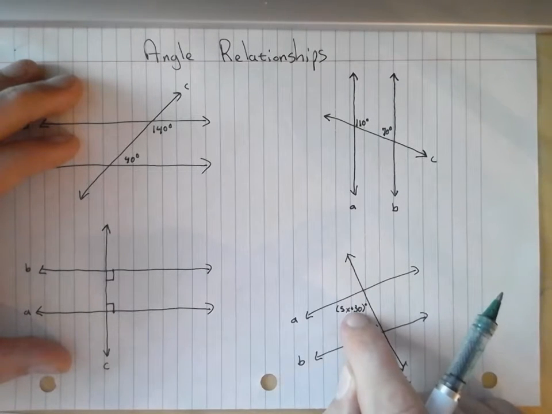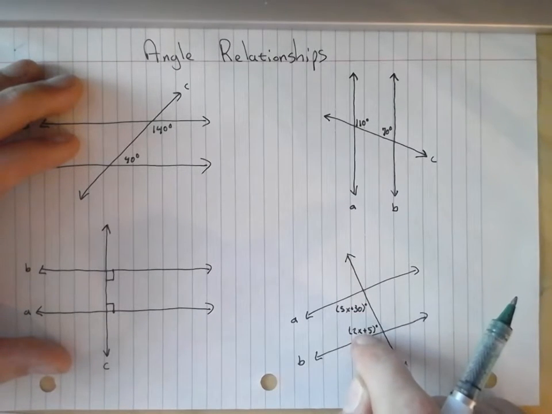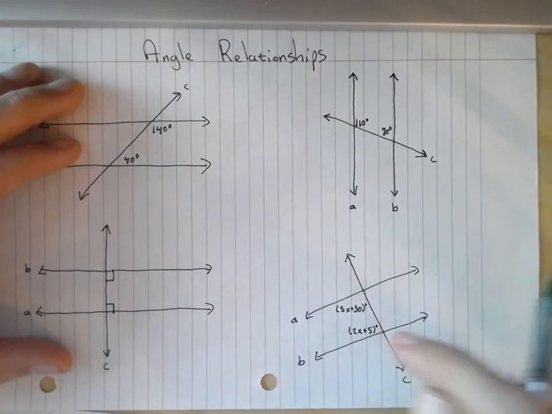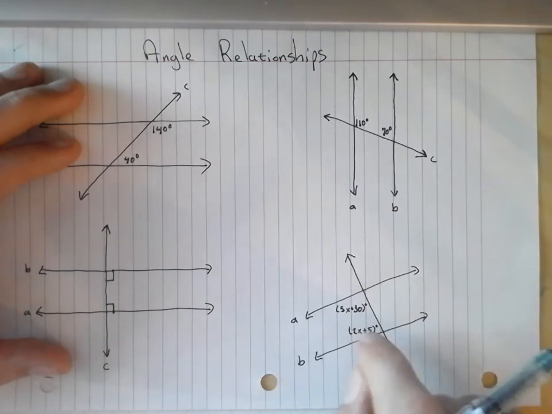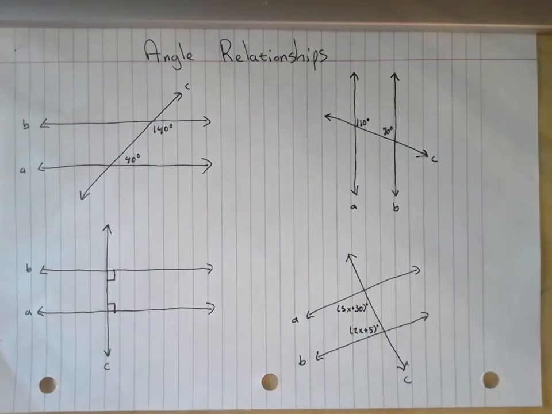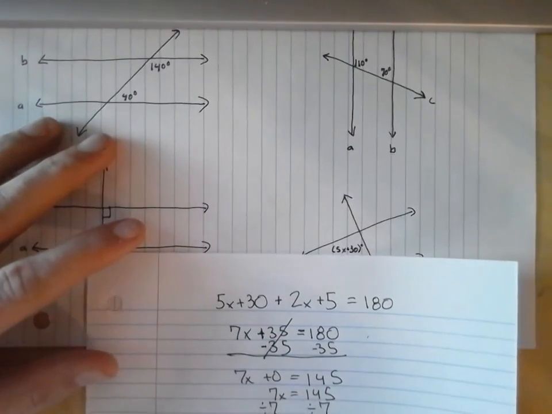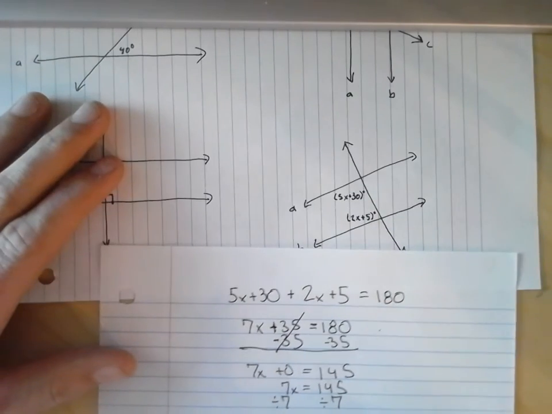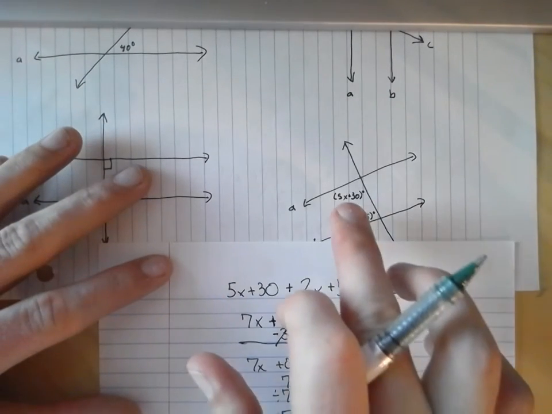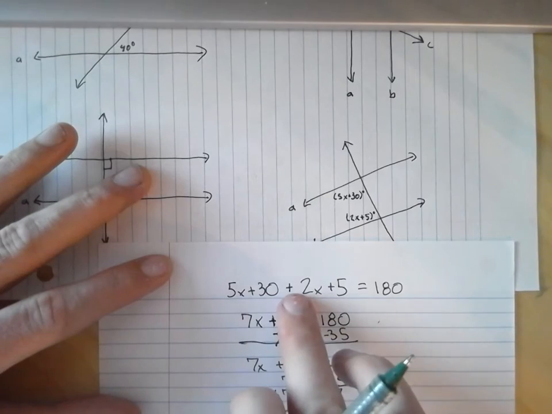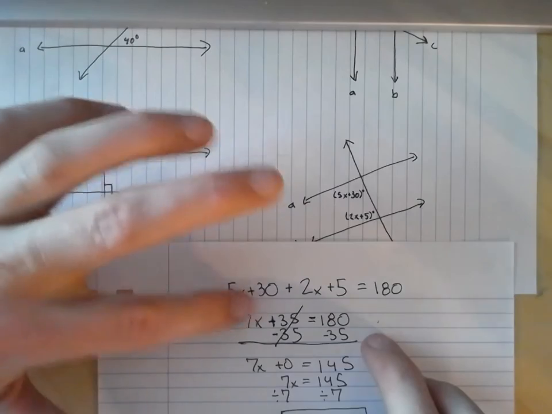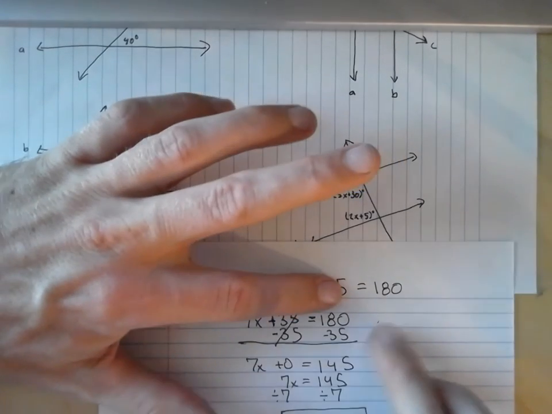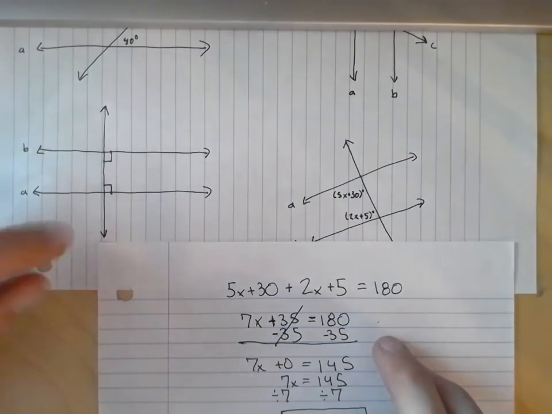So 5x plus 30 plus 2x plus 5, because the angles are in the same location, same side interior angles, they are also going to sum to 180 degrees. They are also supplementary angles. So we take this angle, 5x plus 30, and add it to this angle, 2x plus 5, and then set that sum, the sum of those two angles, to 180 degrees, and solve for x.